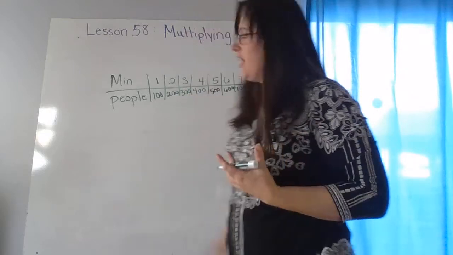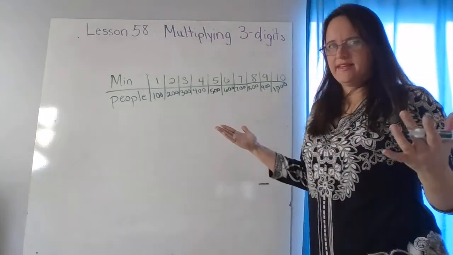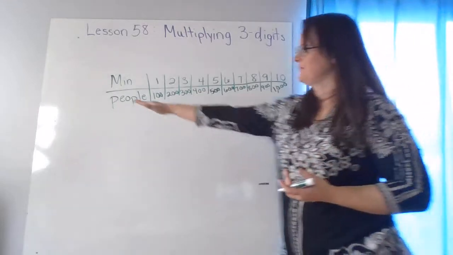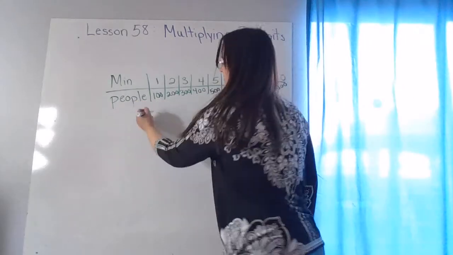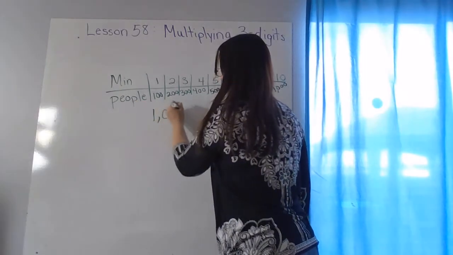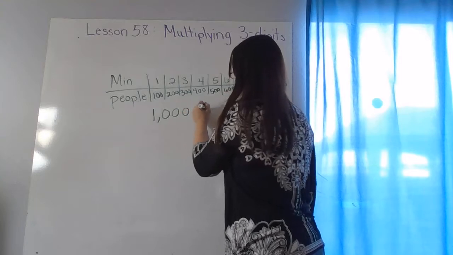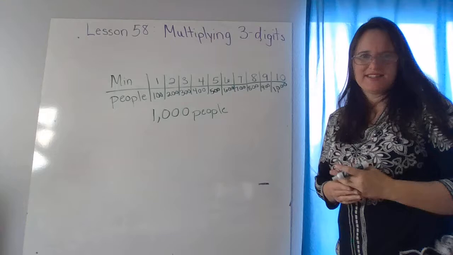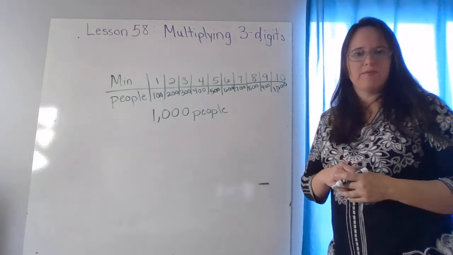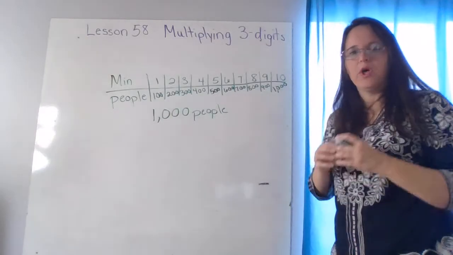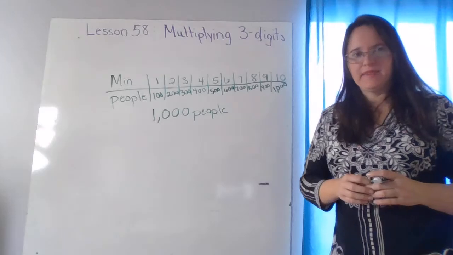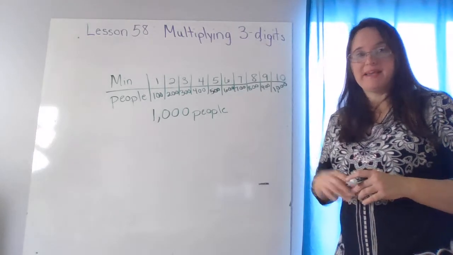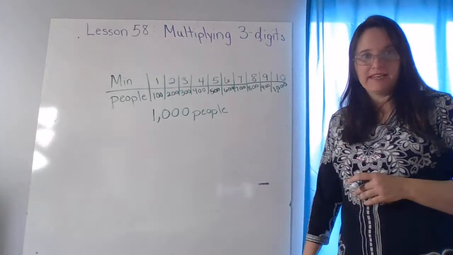So, we've got 1000 what? It's a word problem. 1000 people is our answer. But I want to talk about another way to solve that. This is just like a rate problem. 100 people per minute. So then how many people would pass in 10 minutes?